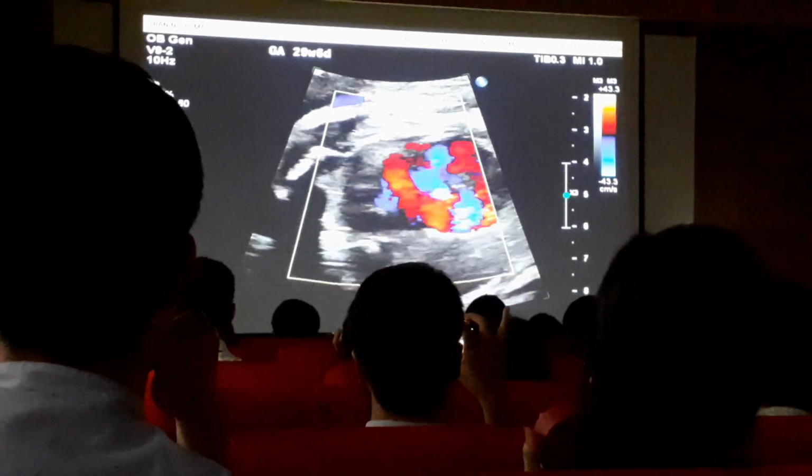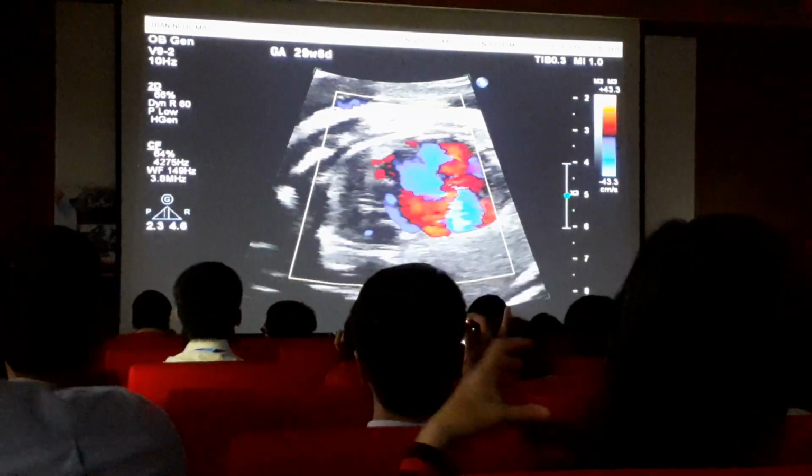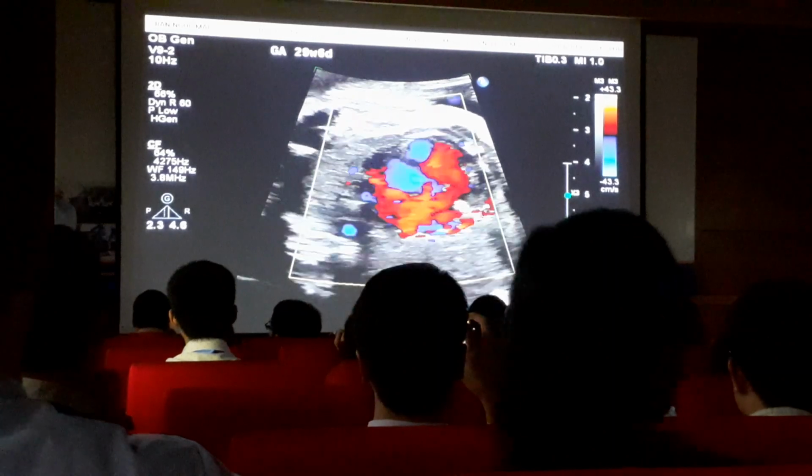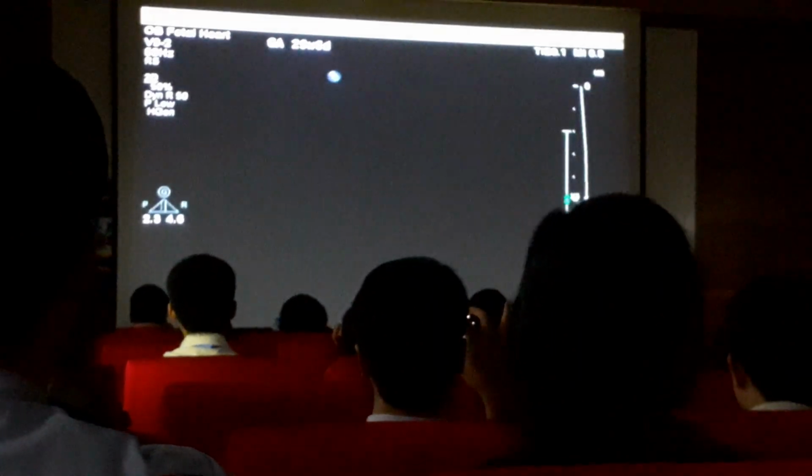What happened to the color that we were using before? This is different. This map is different, and the persistence is okay.